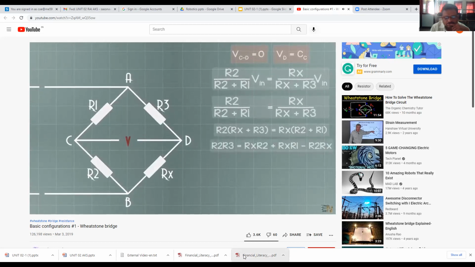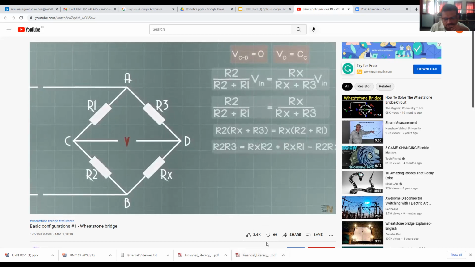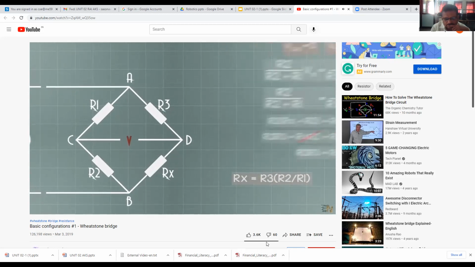We pass all the Rx elements to one side, and we are left with this. We know that Rx R2 minus R2 Rx is equal to 0. So we get that R2 R3 is equal to Rx R1. So from this we get that Rx is equal to R3 multiplied by the division between R2 and R1. So why is this important?